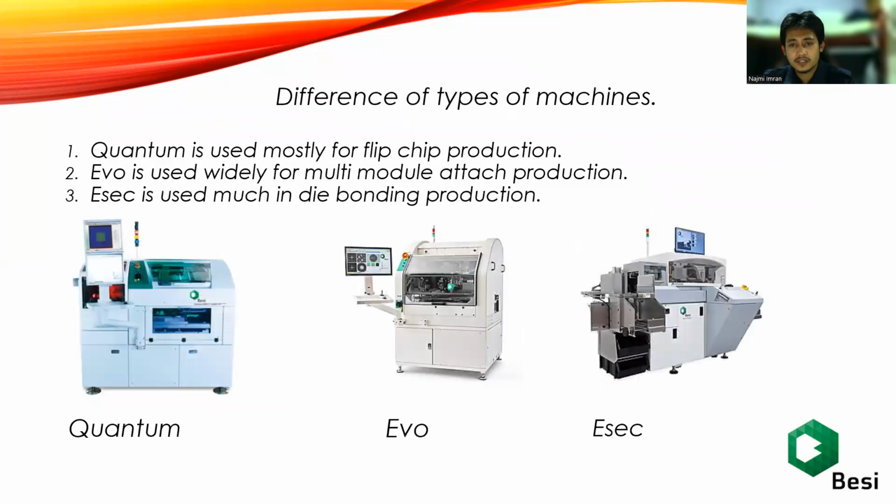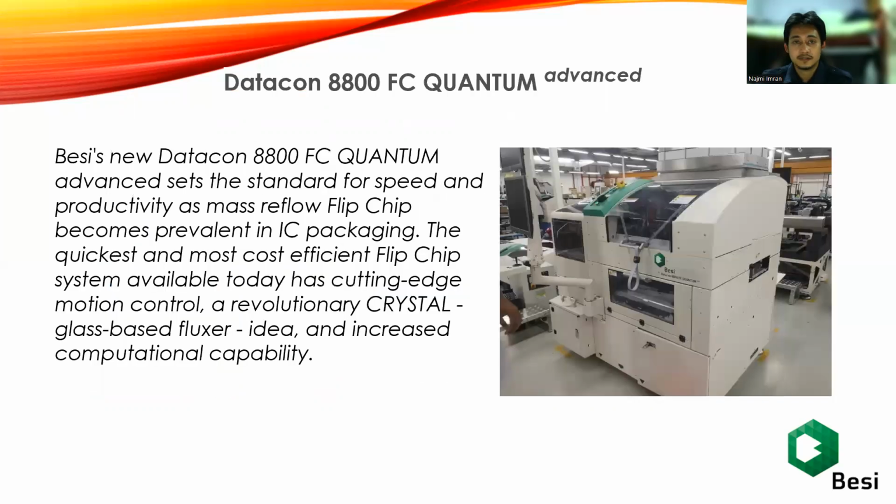We have three different types of machine. The Quantum is used mostly for flip chip production. The Evo, as you can see here at the center, is used widely for multi-module attach production. The third one, the EZ, is used mostly in die bonding production. My part is working on the Quantum machine.